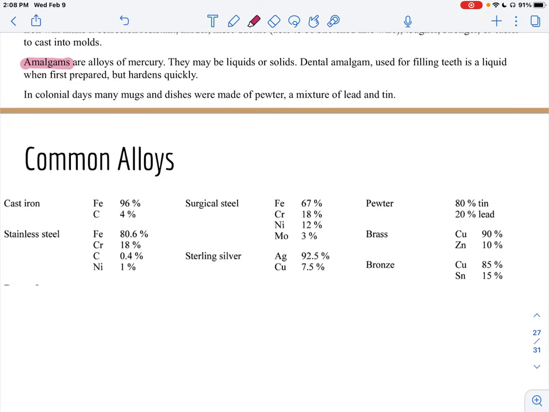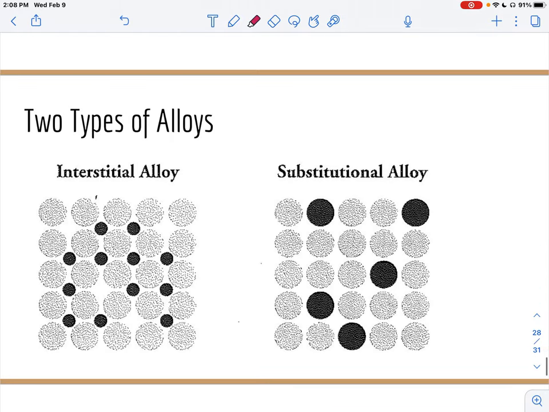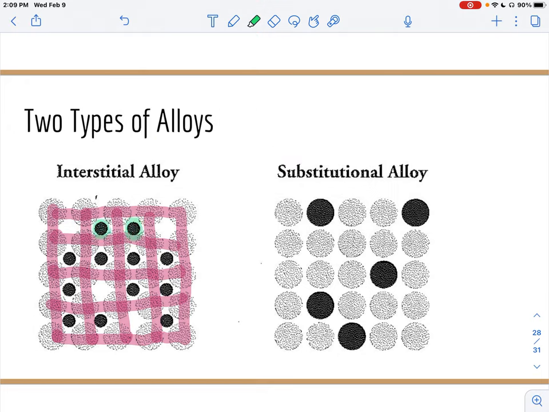So here are some common alloys and their percentages: cast iron, stainless steel, surgical steel that's used for your teeth fillings, brass, bronze, pewter, and so on. There are two types of alloys. An interstitial alloy has the lattice structure, the network, already set up, and you can see that that hasn't changed. These little light shaded ones are the metal atoms, whatever the primary metal was. Then the other metal that you're mixing with it goes in between those. It doesn't upset that lattice structure, it goes in between them.